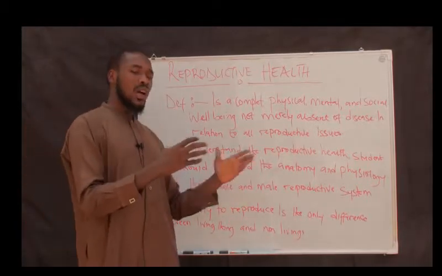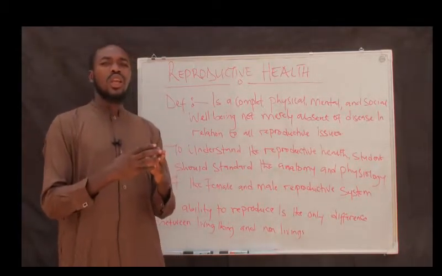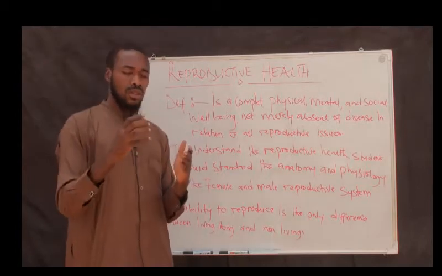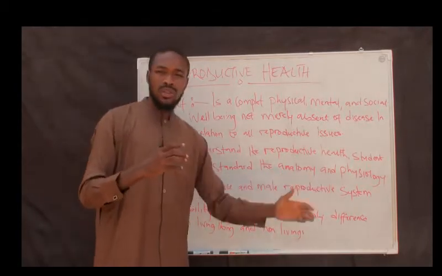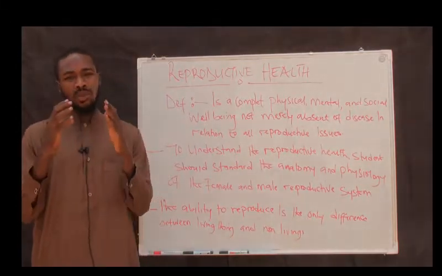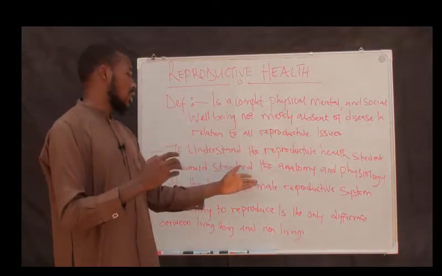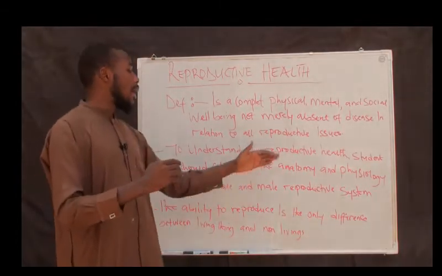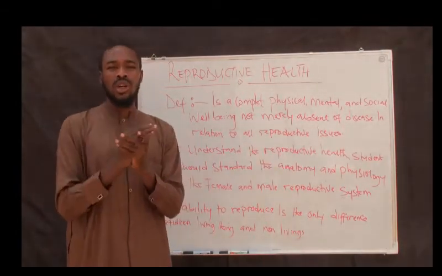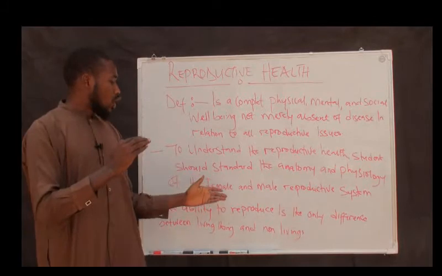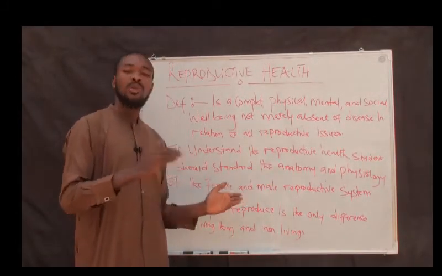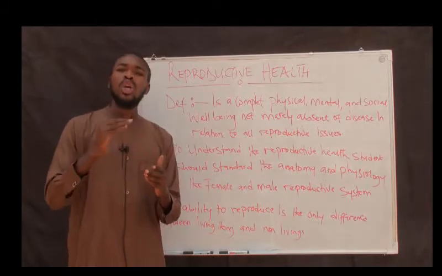There are a lot of organs. If you flash back to our knowledge of anatomy and the systems, we see that a lot of organs come together and form the systems. So a lot of organs come together and form the male and female reproductive systems. The organs that come together include the following.